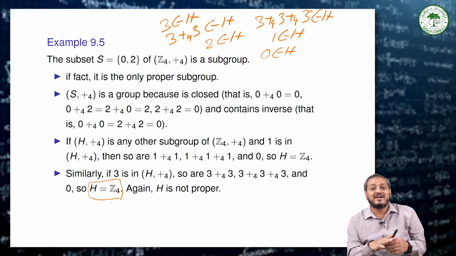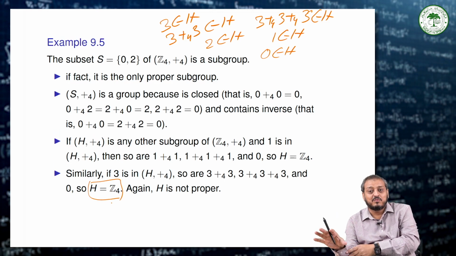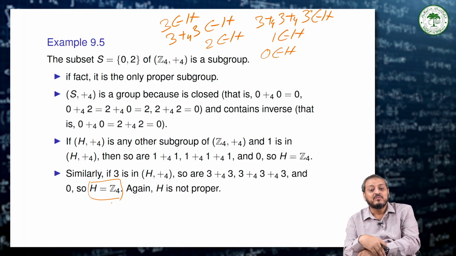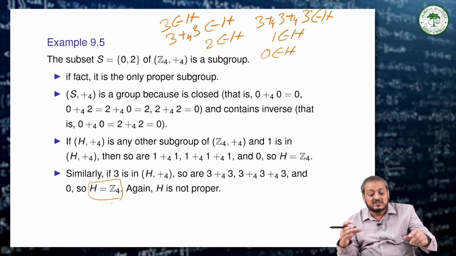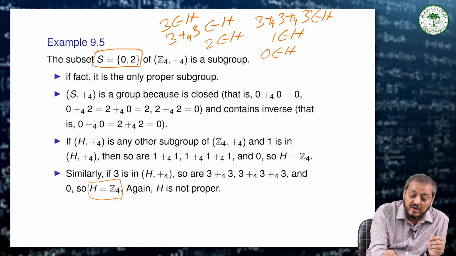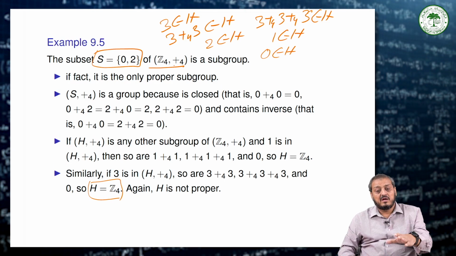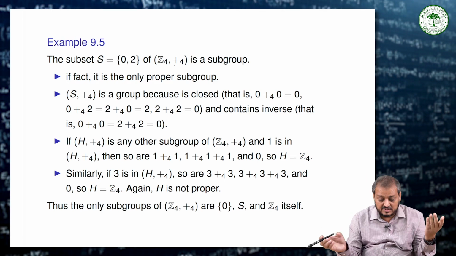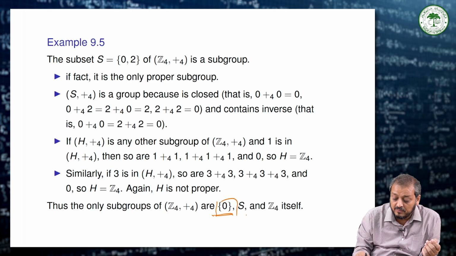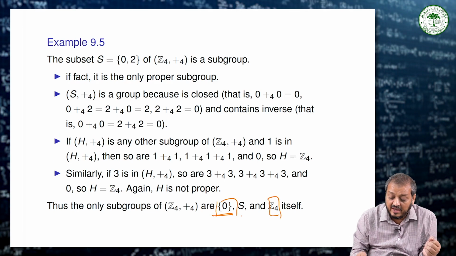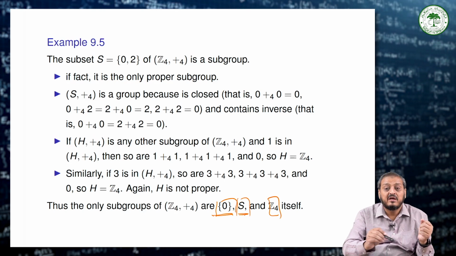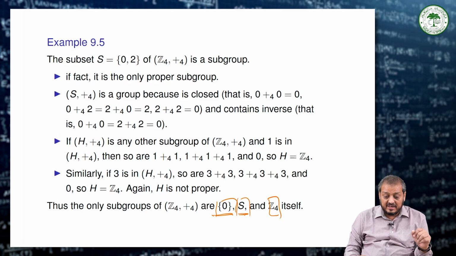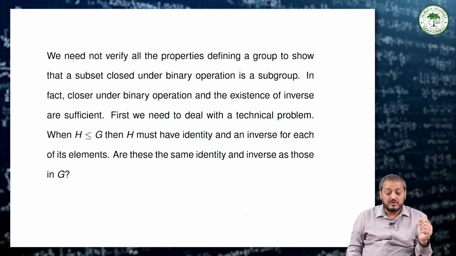So we simply say that H is not a proper subgroup. This means the only proper subgroup, in this case, is S equal to {0, 2}. This is the only proper subgroup of Z4 under addition modulo 4. The only subgroups are the trivial ones: {0} is the trivial subgroup and Z4 is also a trivial subgroup, and the only proper subgroup is S, where 0 and 2 are the members.